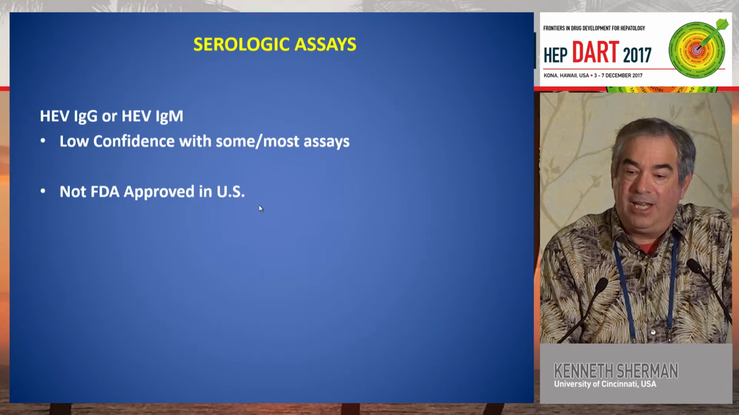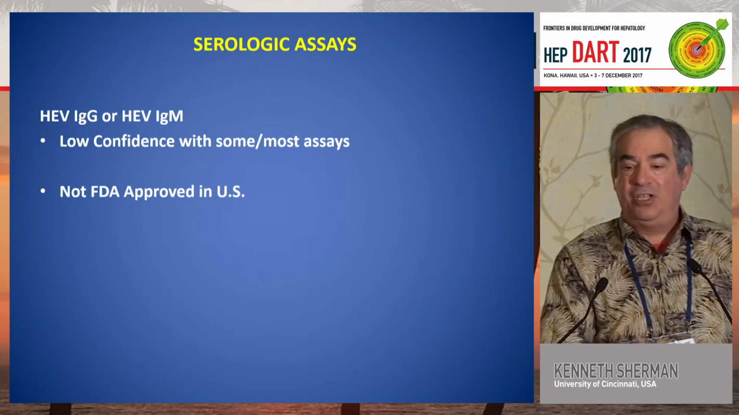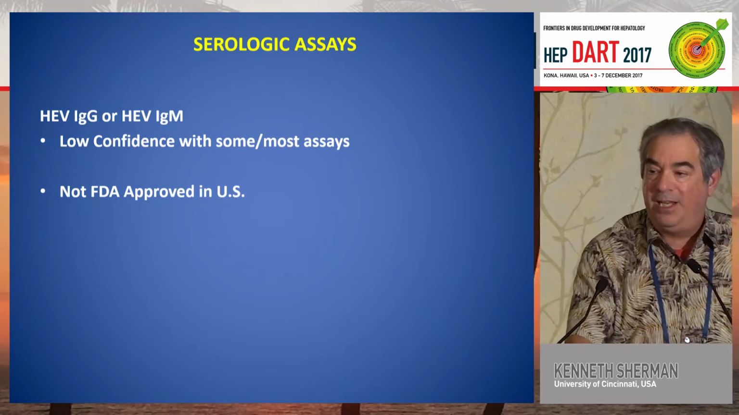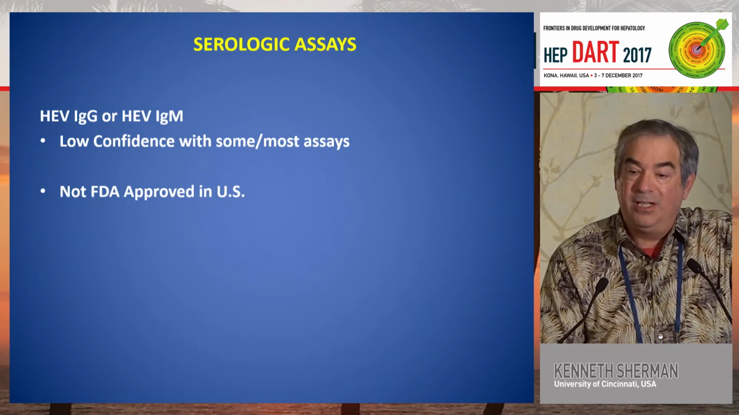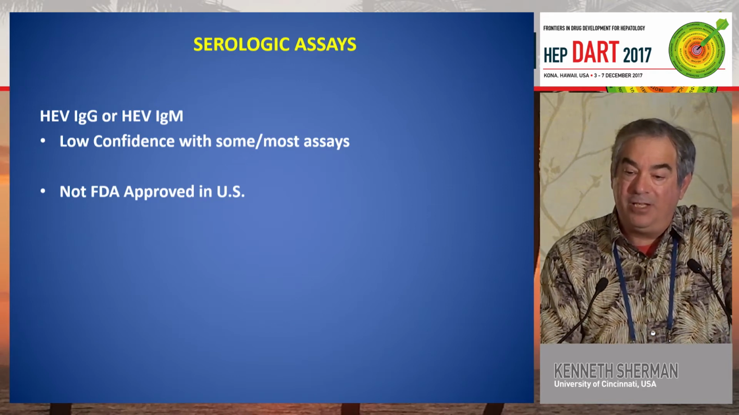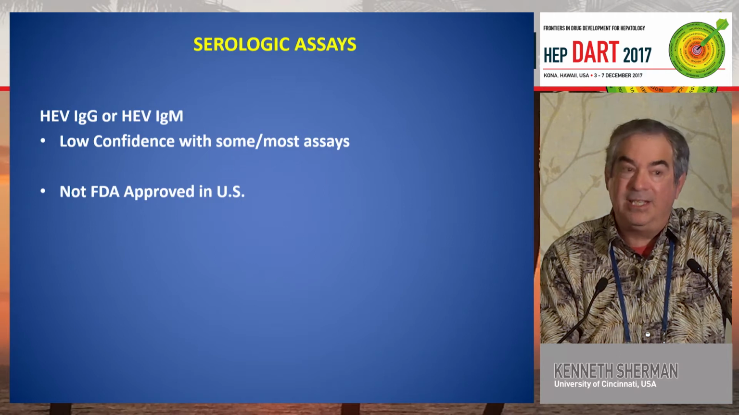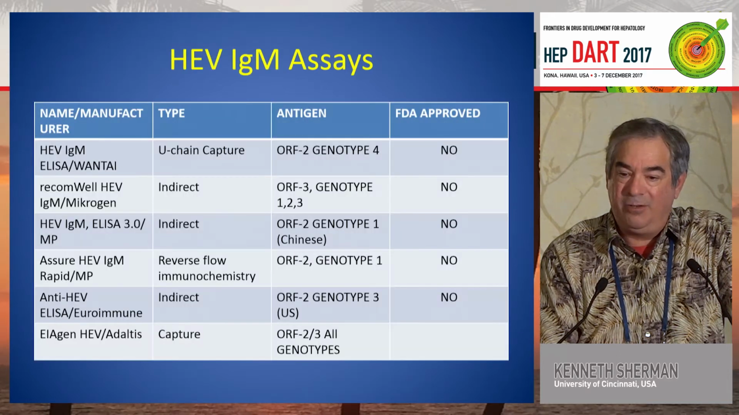The serologic assays, both IgG and IgM, are available from a variety of manufacturers. There is low confidence with some or most of the assays. None are approved in the US.